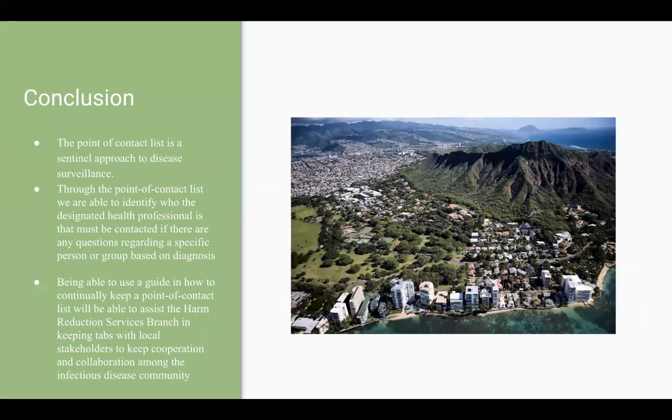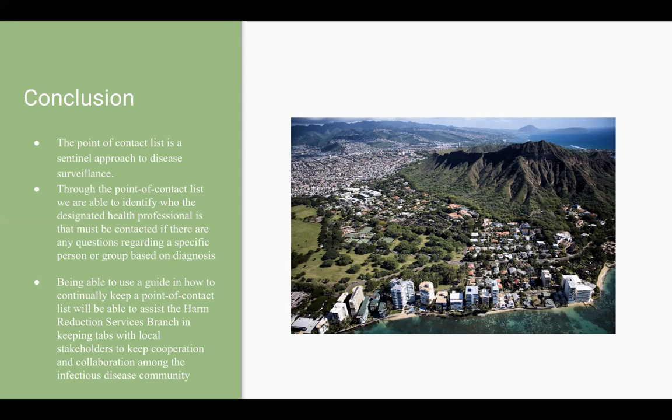Yeah, the conclusion. I'd like to point out that the point of contact list is a sentinel approach to disease surveillance. Yeah, it was trying to find specific providers that we can get in contact with that can report data to us. Through the point of contact list, it's able to identify who the designated health professional is that must be contacted if there are any questions regarding a specific person or group based on diagnosis.